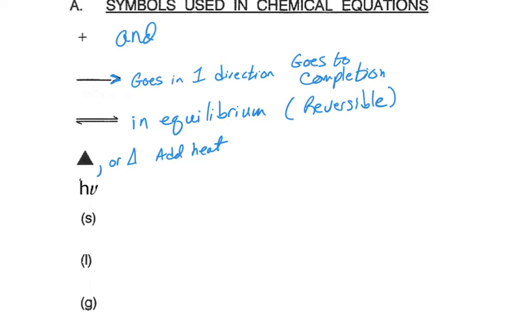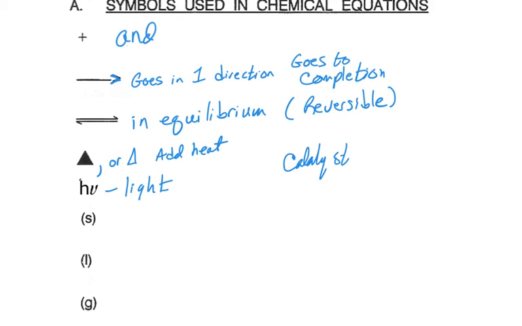These are commonly used on top of the arrow, again, to say that they're being added to the reaction to help it occur. Oftentimes we will also see an element or a compound written on top of the arrow, and that is called a catalyst. Those are things that are helping the reaction go, but they are not used up during the reaction.